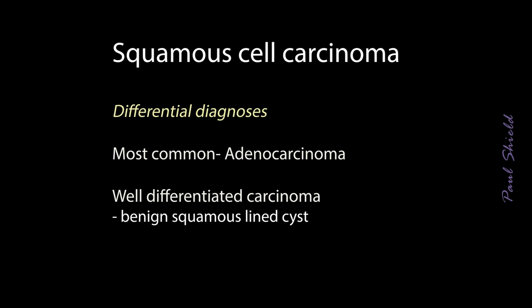So in summary, for SCC, the most common differential diagnoses are when the tumour, or at least the cytology sample, is composed of cells that are that more basaloid type. Then the differential diagnosis is between poorly differentiated SCC and a poorly differentiated adenocarcinoma. And the other common differential diagnosis, which I talked about in the head and neck area in particular, is a well-differentiated SCC that's heavily keratinized versus a benign squamous lined cyst.